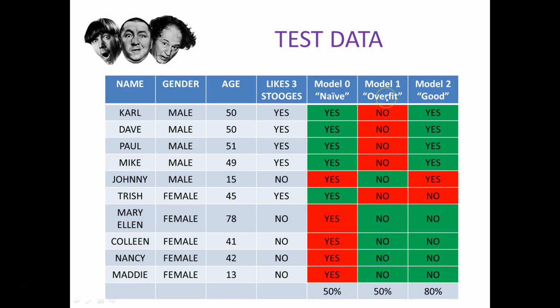My overfit model over here, because nobody is named Don, Donald, David, Andrew, or Carol, is going to return a no for everybody, and it's going to be right 50%. This is the same as the naive model. This thing is as good as pulling names out of a hat. And then, of course, here's my model, the good model, that says that men like the Three Stooges, women do not like the Three Stooges. And that's, again, 80%.